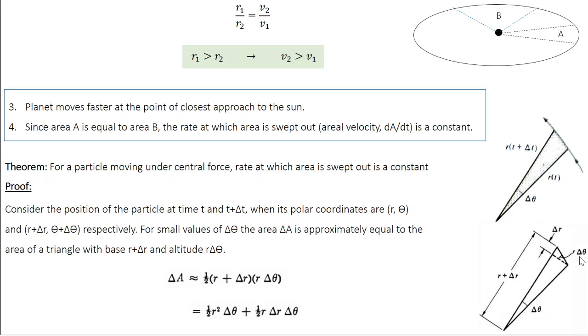So this is a triangle. Now you can calculate the area. Let me call this area delta A. Area of a triangle is nothing but half BH, half into base into height. So this is going to be half into base, which is r plus delta r, multiplied by height, which is r delta theta. So expand this product. This is half r square delta theta plus half r delta r delta theta.